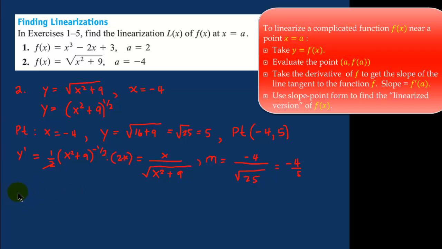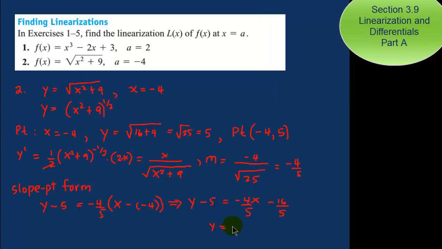So now we'll take the slope point form. So y minus 5 would be equal to the slope, negative 4 over 5, multiplied by the quantity x minus a negative 4. Okay, so that's equal to y minus 5 equal to the negative 4x over 5. All right, and then what we've got is a negative of a negative, that's positive. Then you multiply by a negative, so it's negative 16 over 5.